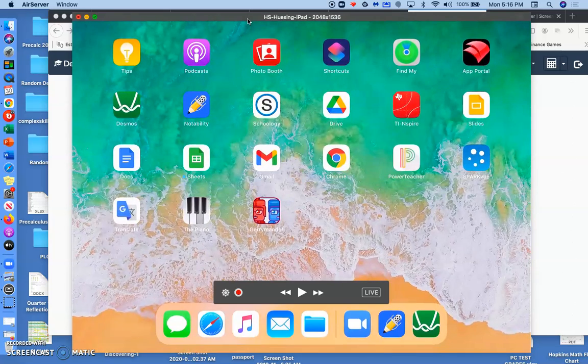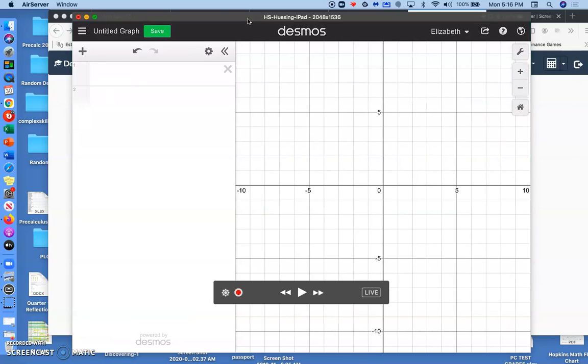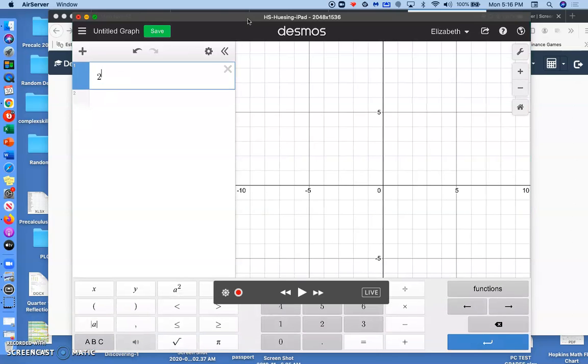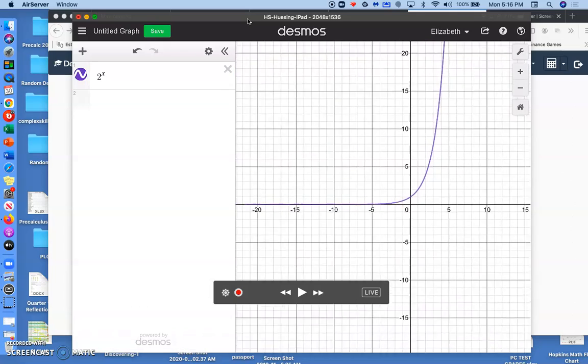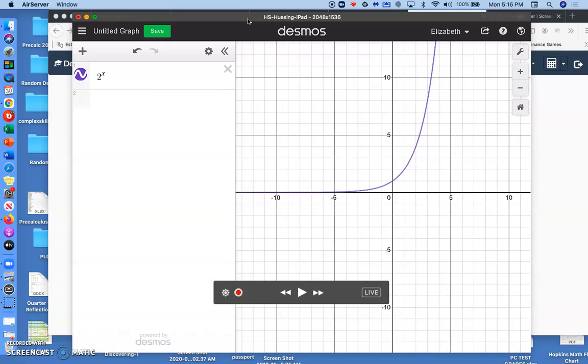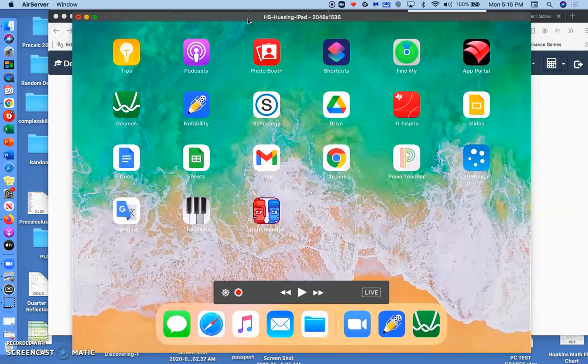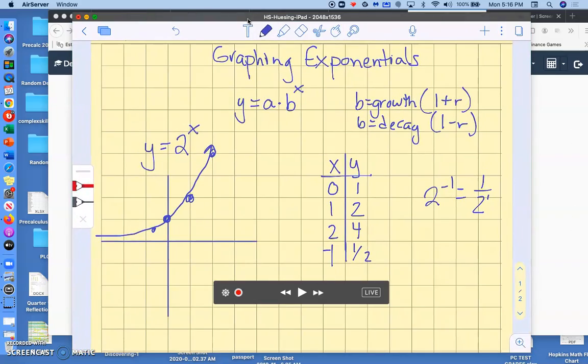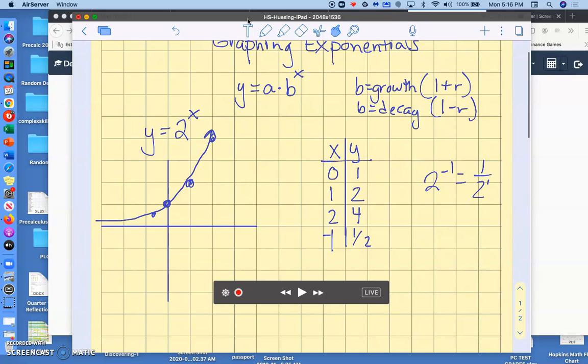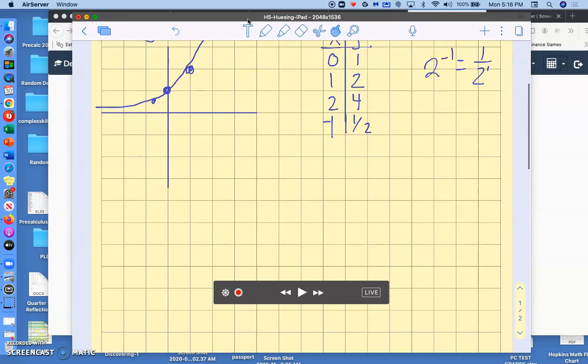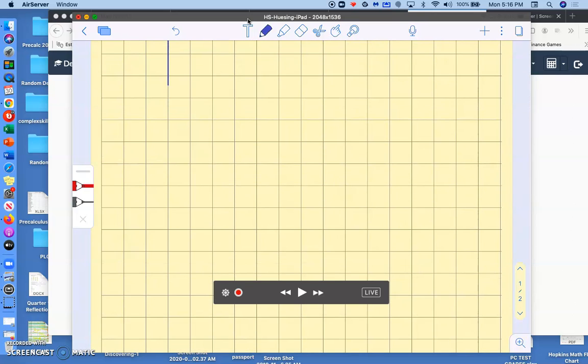And if we take a look at Desmos here, we can see 2 to the power of x. We can see the graph here, it's running right along the asymptote. So that would be exponential growth because our b value is 2, it's bigger than 1.